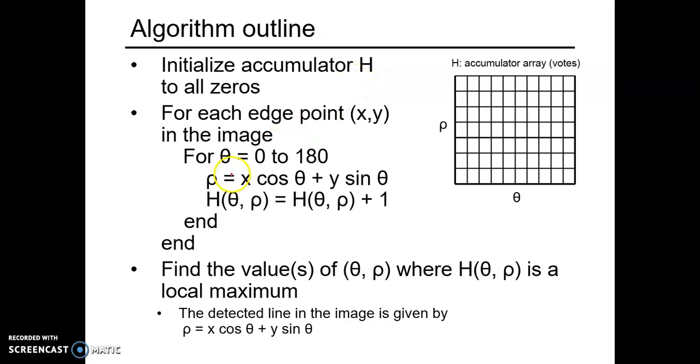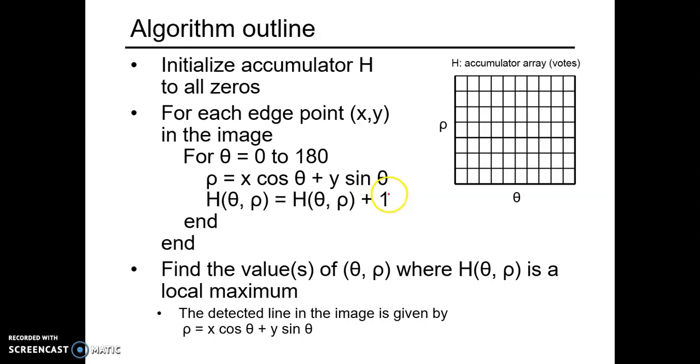Then you know that the theta parameter can be varied from 0 to 180 degrees, and correspondingly rho is equal to x cos theta plus y sin theta. And for every theta varying from 0 to 180, your rho will be this, and corresponding to each particular rho, you will be incrementing the accumulator space: H of theta rho is equal to the current value plus 1. So initially that is initialized, and then it is incremented by 1.